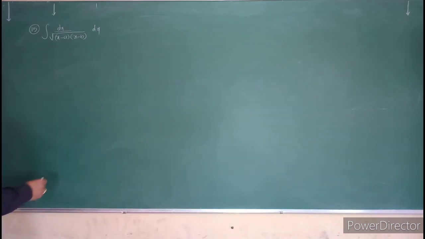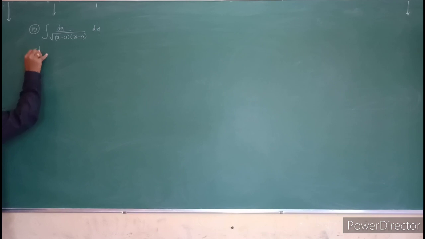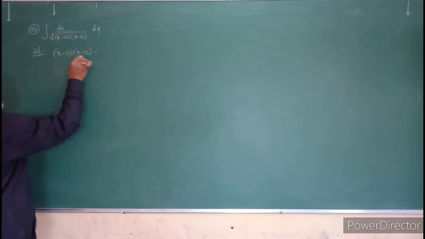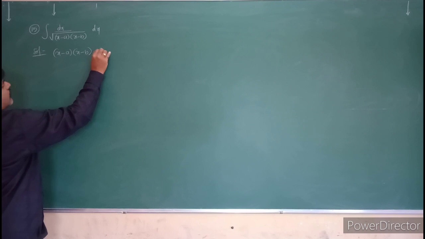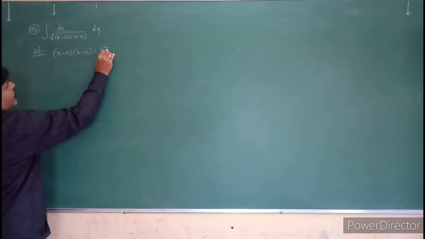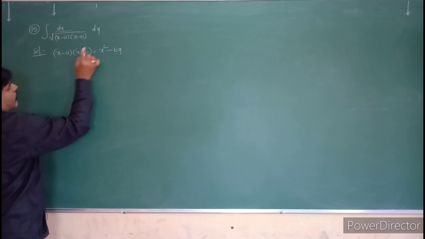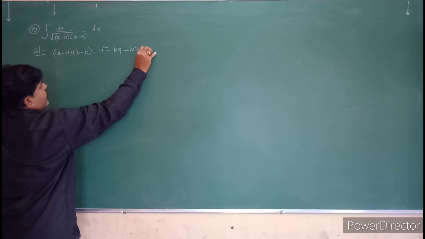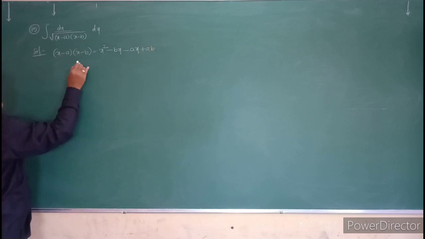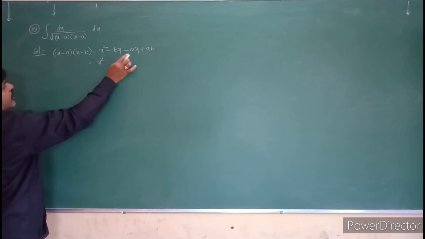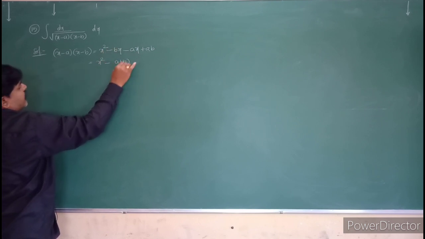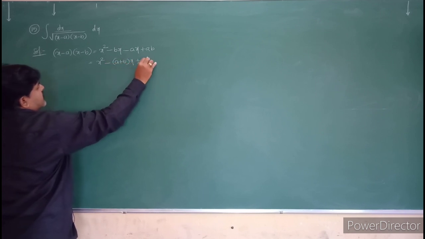Same model. So what we will take: first take this value x minus a and x minus b, multiply the both. So what we will get: x square minus bx minus ax, minus of minus plus ab. So what I am going to use here, students: x square, take the x and also the minus common, minus (a plus b) into x plus ab.